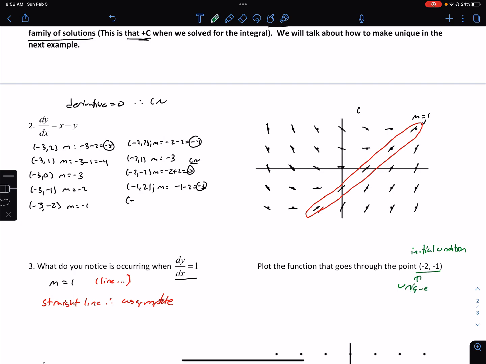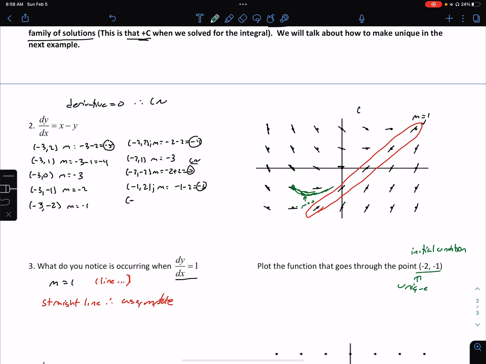So to make this unique, let's plot the point -2, 1, 2, -1. I want to plot the one function that goes through here. Remember, we have infinitely many functions, but we want only the one that goes through this point. And as we head towards the right, it's going down until it reaches around here, around this point. Notice the slopes here are all 0 along this line right there. So I know that my function, if I'm going down here, it has to turn around right there where my slope is 0.